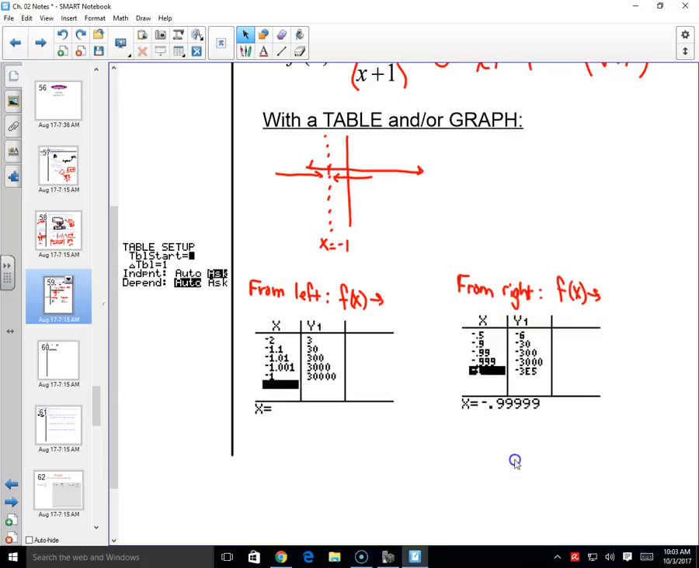There you go. That's good? How do you know? Because negative 2 would be over here, right? So this one is going to be from the left, from negative 2, which are numbers on the left. You guys see what I do, right? Negative 1.1, negative 1.01, negative 1.001. I'm getting closer and closer and closer to negative 1.